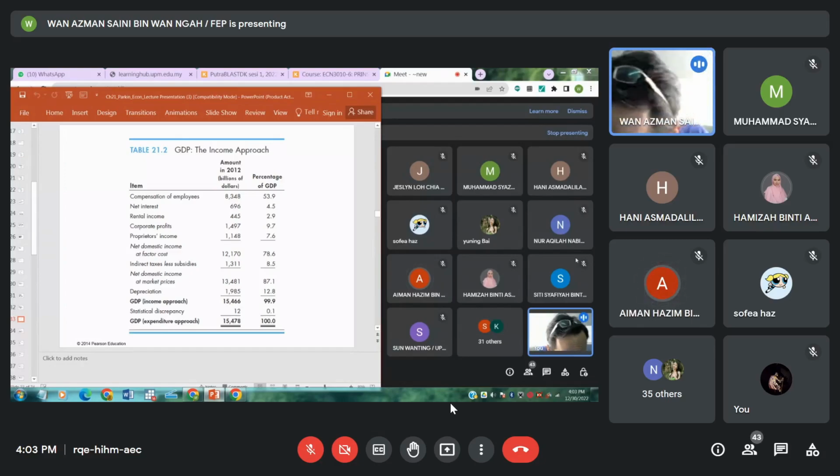Alright, let us continue. So this is proprietary incomes, self-employed, and then you just total up everything. Then you total up wages to employees, net interest income, rental income, corporate profits, proprietary incomes. Then you're going to get net domestic incomes at factor costs. This is factor price.